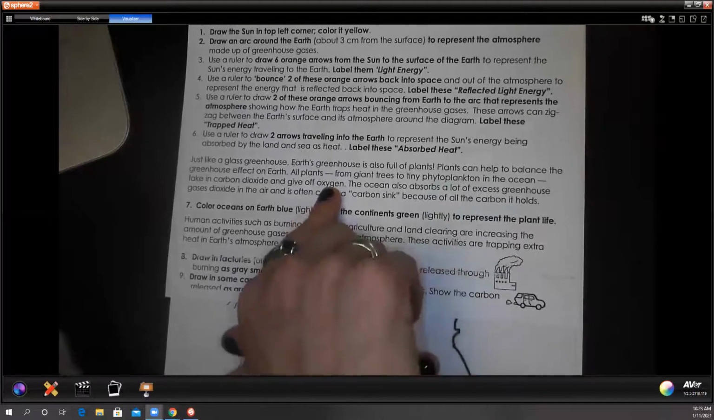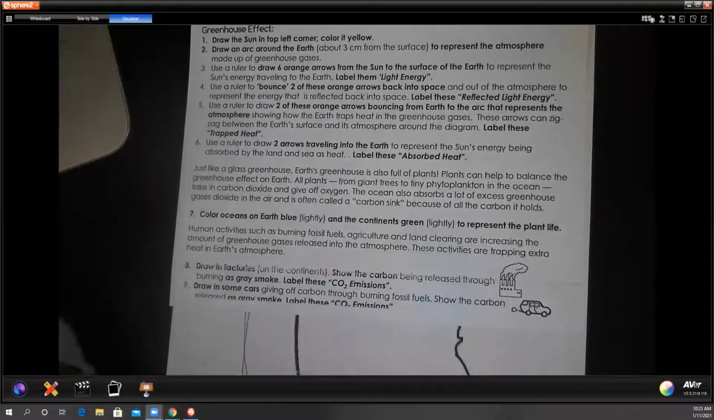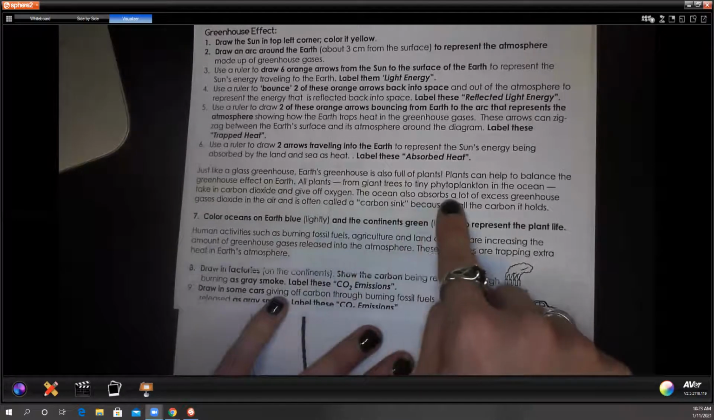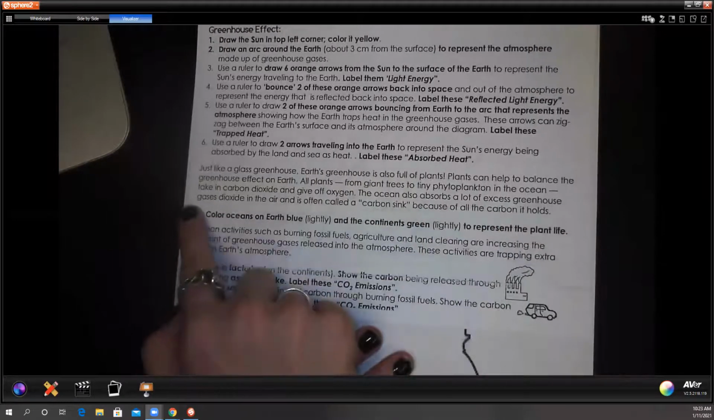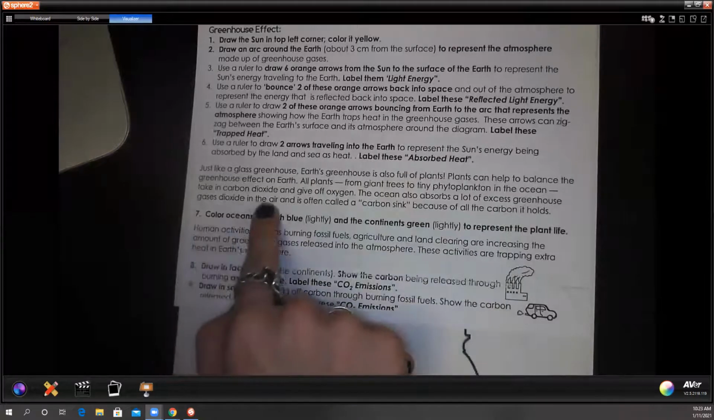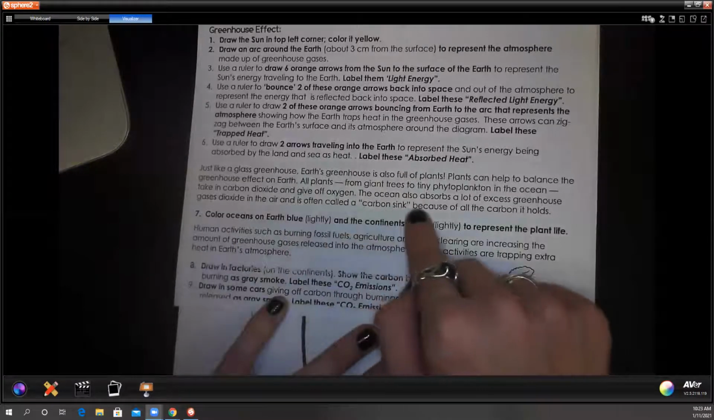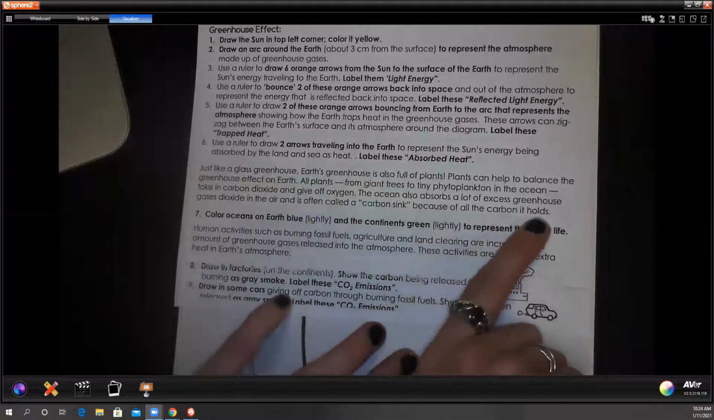I never would have thought about that. Most people would think we get it from the Amazon rainforest, which is a big portion, but we get most of it from phytoplankton. The ocean also absorbs a lot of excess greenhouse gases. Carbon dioxide in the air is often called a carbon sink because of all the carbon it holds.